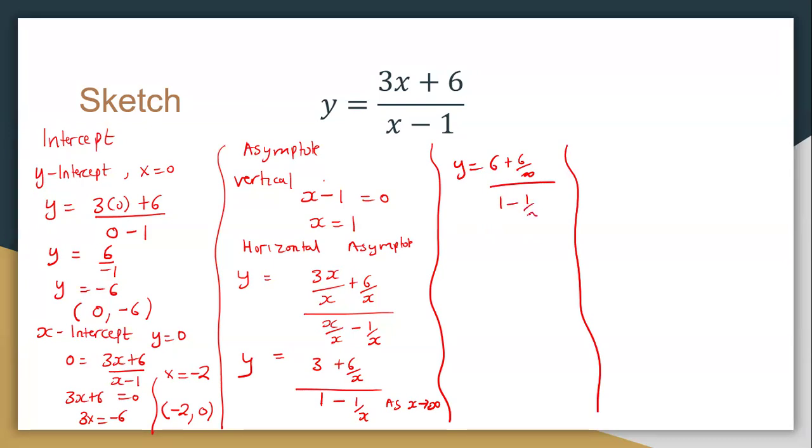Divided by 1 minus... So that all just becomes 6 plus 0 over 1 minus 0. So we have the horizontal asymptote. That one's supposed to be 3, not 6. Oh, this one, yeah.